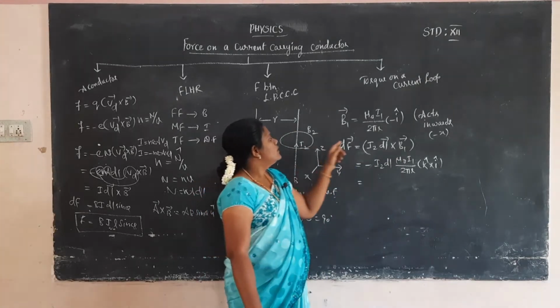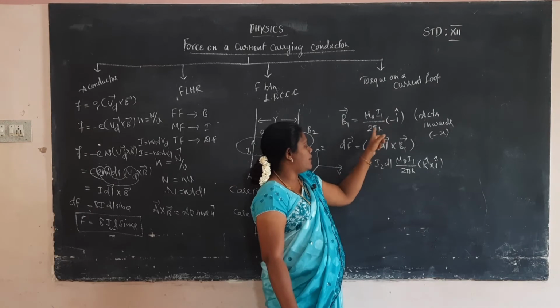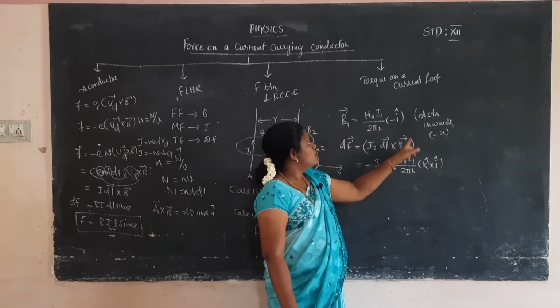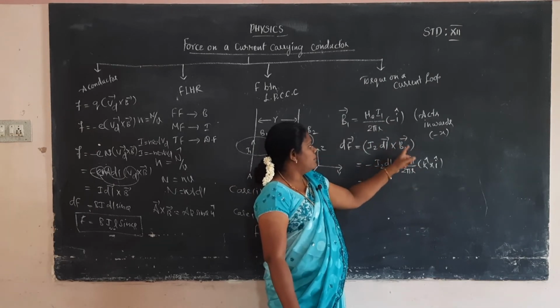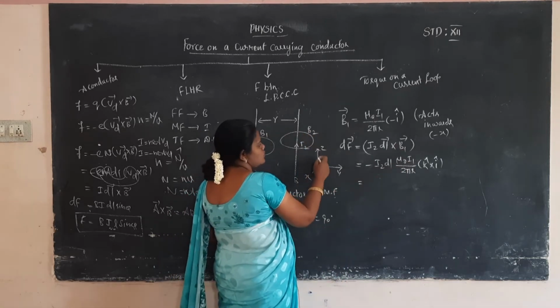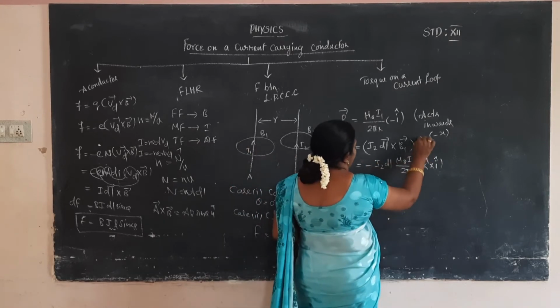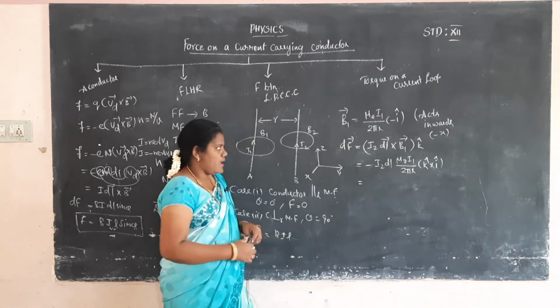Substitute the B1 vector value, the magnetic field value, that is mu naught I1 by 2 pi r. But the B1 vector is z-axis based, so z-axis means k vector, so k cap.